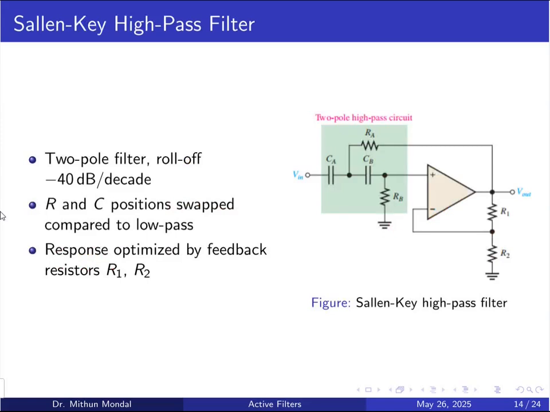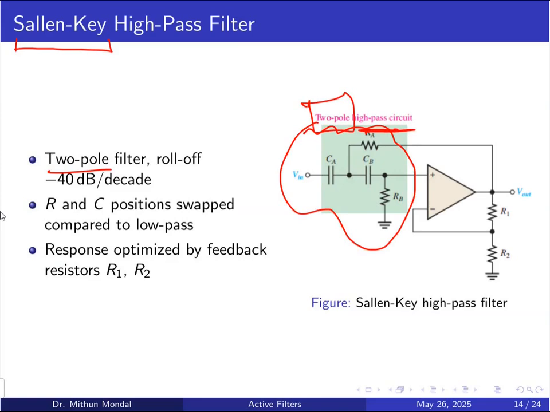But when you have to discuss the Sallen-Key, which is basically the two pole filter, then in that case you are having a circuit which is a combination of resistor and capacitor, because you need a two pole high pass circuit. Then in that case R and C positions are swapped as compared to the low pass filter which we have discussed previously, and this response will be optimized by feedback resistors R1 and R2. So once we change these values of R1 and R2, the responses will be changed. So high pass filter is again the reciprocal of the low pass filter. The positions of R and C we are changing to get the new circuit.